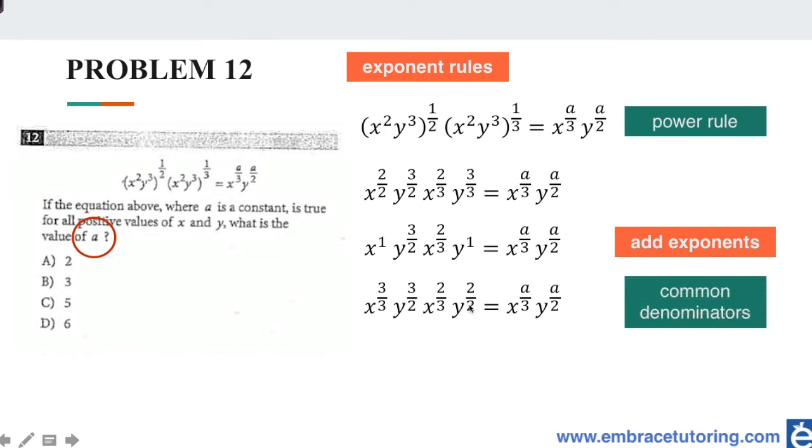So when I simplify this and do my common denominators, I now get x to the 5 over 3 times y to the 5 over 2, and looking over here, this is x to the a over 3, which is now matching my 5, and my y to the a over 2, which is now also matching my 5. So 5 is then going to be my answer for A, making answer choice C my best answer for question number 12.